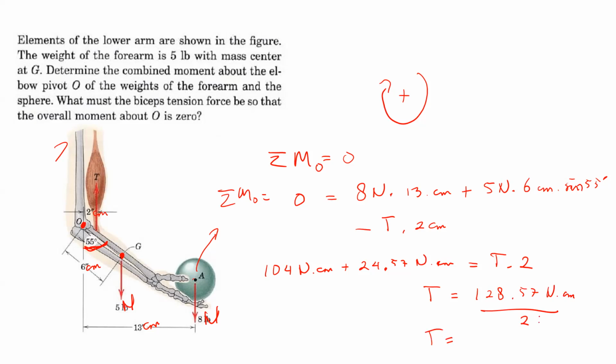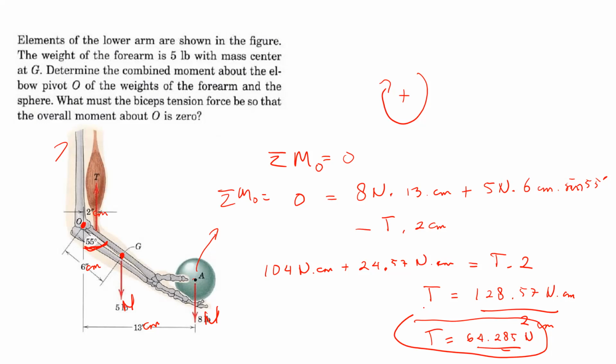Ini 2 cm ya. Nilainya jadi berapa? 64 ya. 64,285, Pak. Newton. So this is it. Oke, terima kasih Raka ya. Oke, so this is the least amount of forces that needs to be exerted by the bicep force.